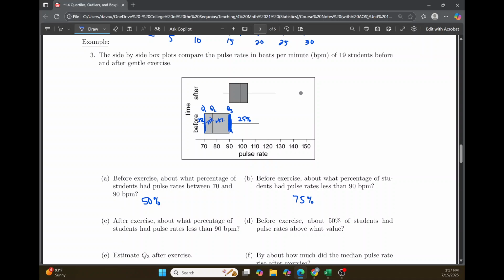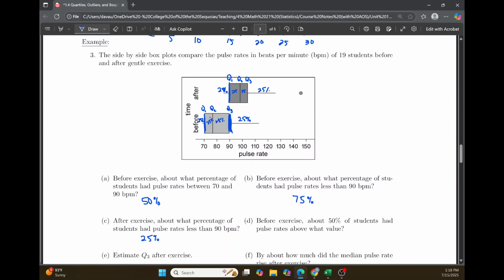Part C, after exercise, about what percentage of students had a pulse rate less than 90 beats per minute. So now we're looking at the upper box plot, and we're looking at that same value of 90 beats per minute, and we're being asked what percentage of students had a pulse rate below that value. Well, this is Q1, Q2, Q3, and so that means 25% of the values fall below that line, right? 25% of them are here, 25% of them are here, and then 25% of them out here, right? So after exercise, about 25% of students had a pulse rate below 90 beats per minute.